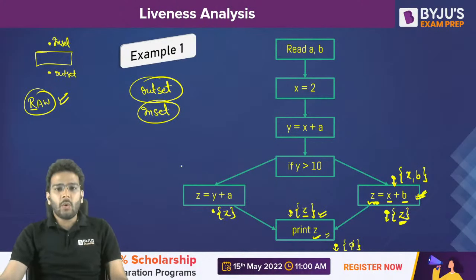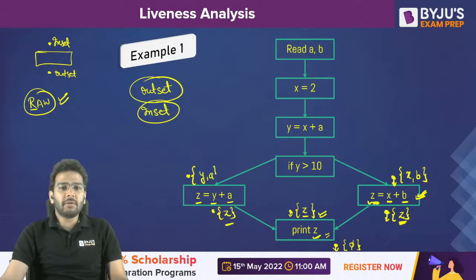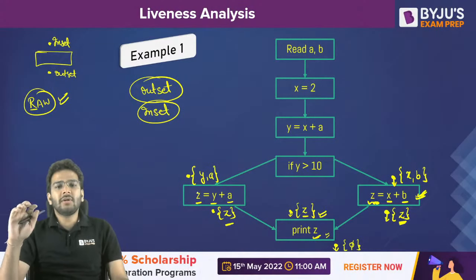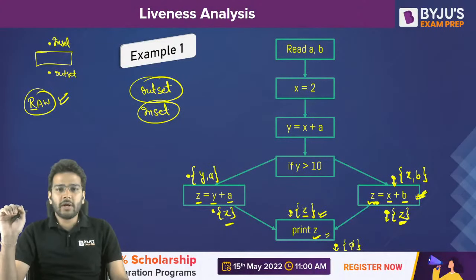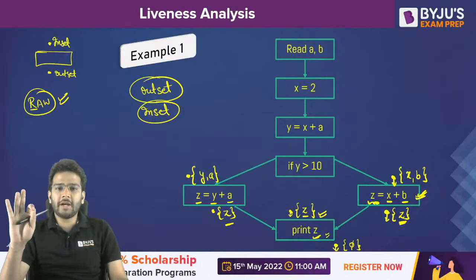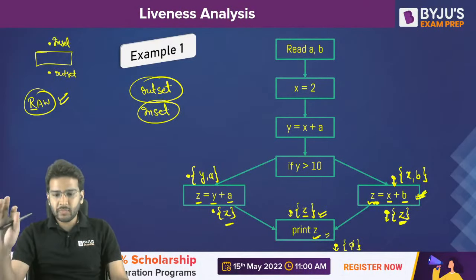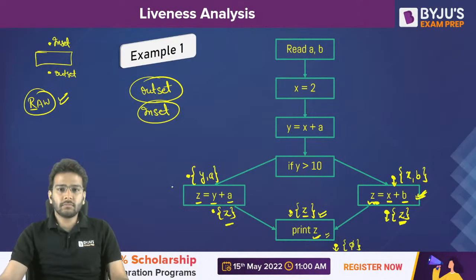Clear? Now, what about this one? Again, you are writing first into Z, then you are reading. So Z cannot be a live variable at this point. But yes, Y comma A will be the live variables, because we are reading first and then we can think about the write. First we are reading the values, so Y comma A will be the live variables at that point in the program. Is it clear to all of you?